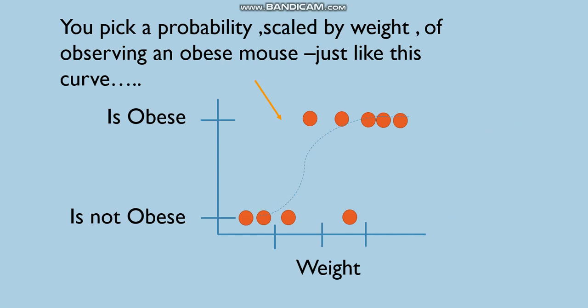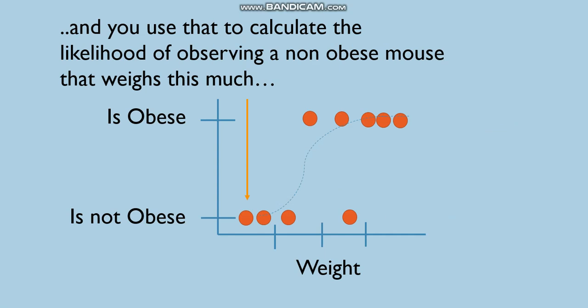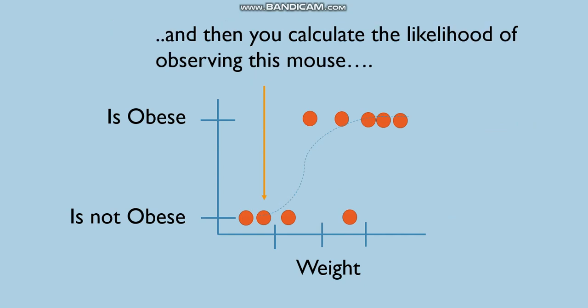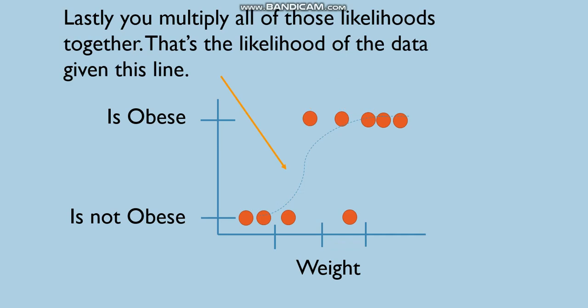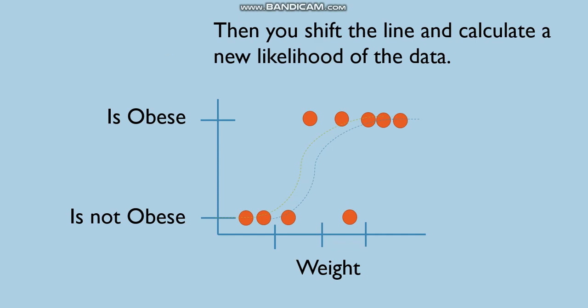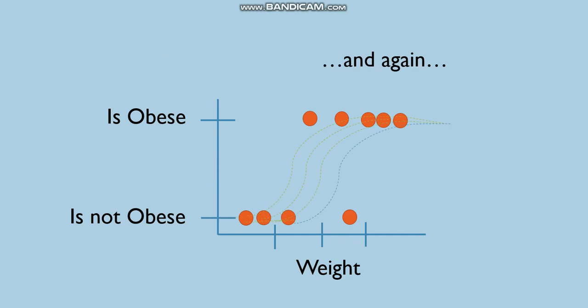You pick a probability scale by weight of observing an obese mouse, just like this curve. And you use that to calculate the likelihood of observing a non-obese mouse that weighs this much. And then you calculate the likelihood of observing this mouse, and you do that for all the mice. Lastly, you multiply all of those likelihoods together. That's the likelihood of the data given this line. Then you shift the line and calculate the new likelihood of the data. And then shift again, and then again.